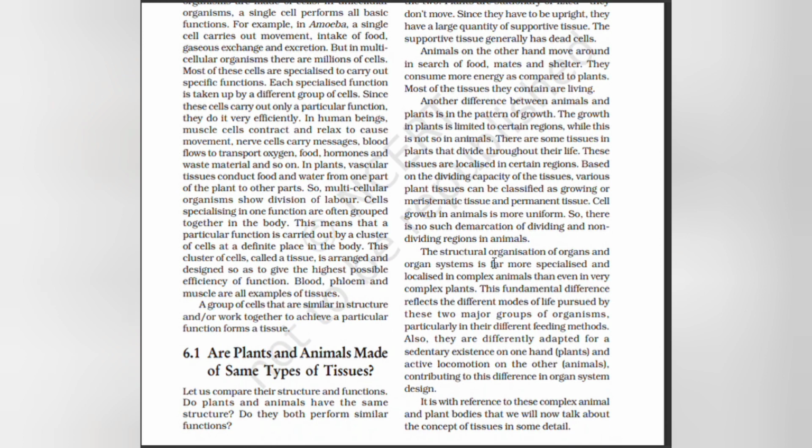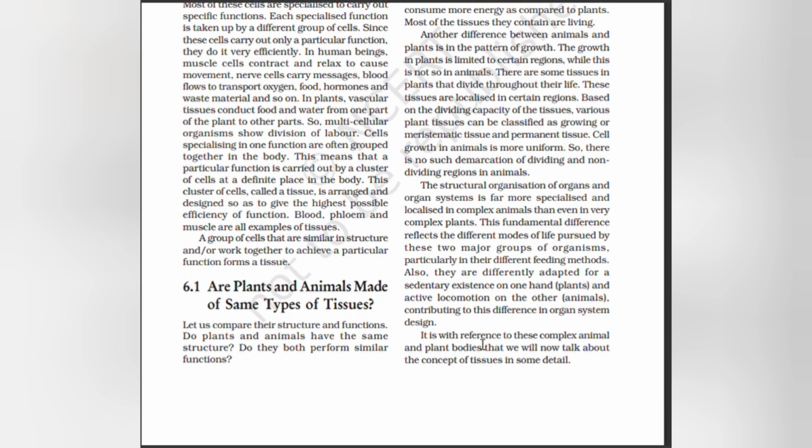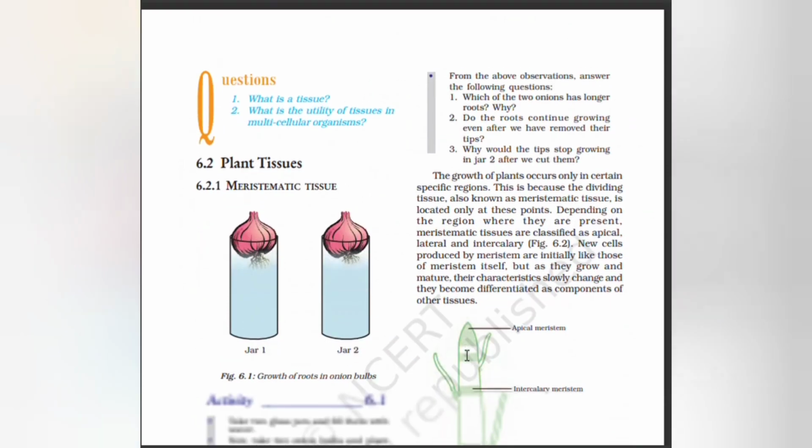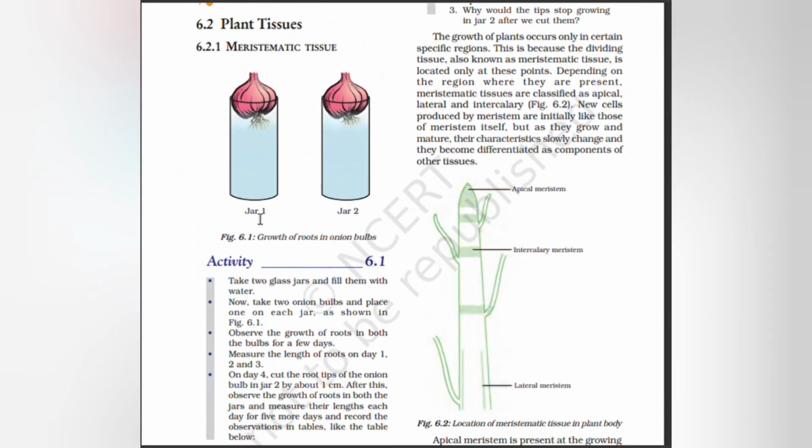Structural organization of organs and organ systems is far more specialized and localized in complex animals than even in very complex plants. This fundamental difference reflects the different modes of life pursued by these two major groups of organisms, particularly in their different feeding methods. Also, they are differently adapted for a sedentary existence on one hand and active locomotion on the other, contributing to the difference in organ system design. It is with reference to these complex animal and plant bodies that we will now talk about the concept of tissues in some detail. Plant tissue, meristematic tissue.